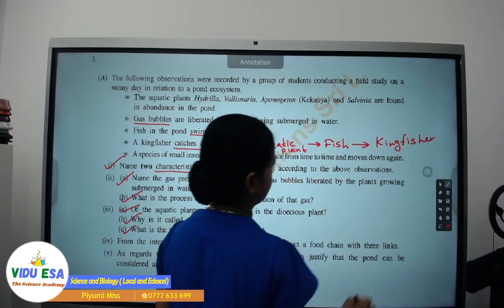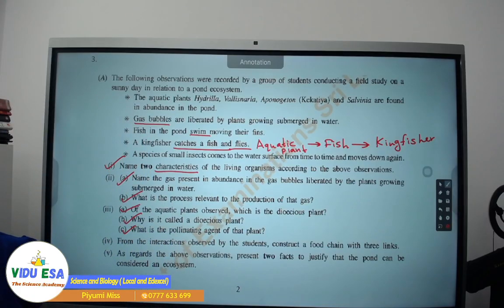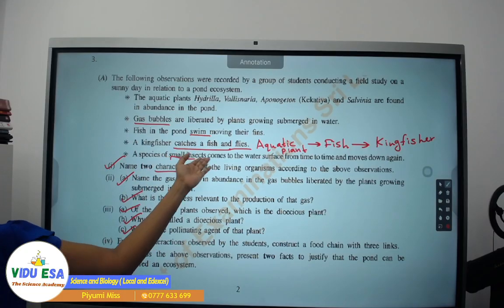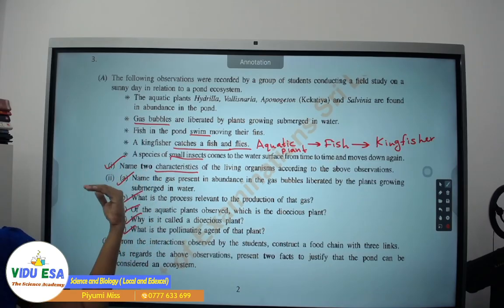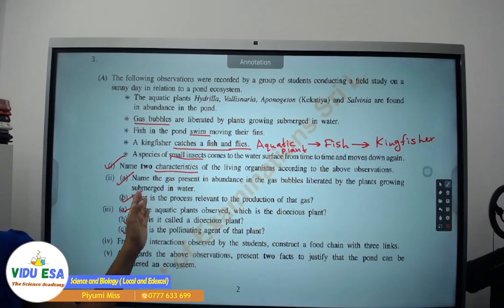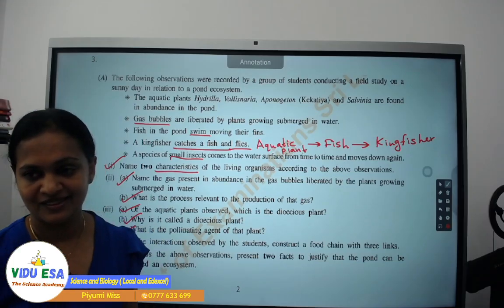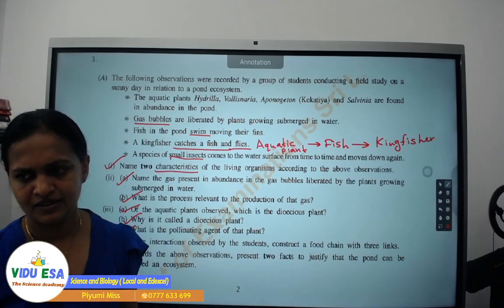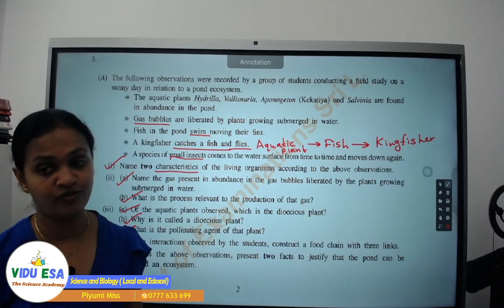Anything else that you have written? And they mention certain small insects also. So you can say aquatic plants, insects, and insects are eaten by the fish. Or aquatic plants, insects are eaten by the kingfisher. You can make that too, right? 1 mark. It must have 3 links. Insects, fish and kingfisher cannot be written.